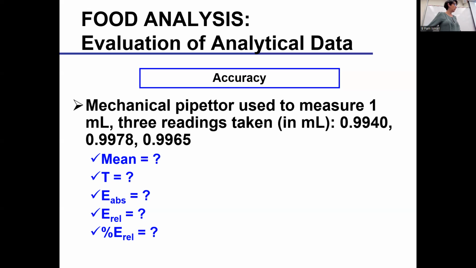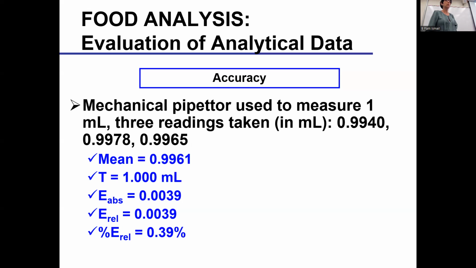Okay, Sarah, you have answers? For the mean, I got 0.996. Yes, that's the one we're using. Absolute and the relative are the same. And the percent is 0.39. Very good.